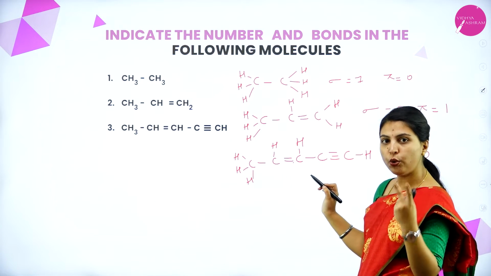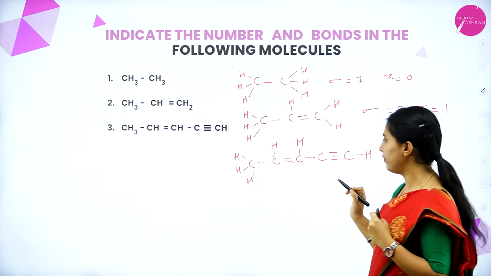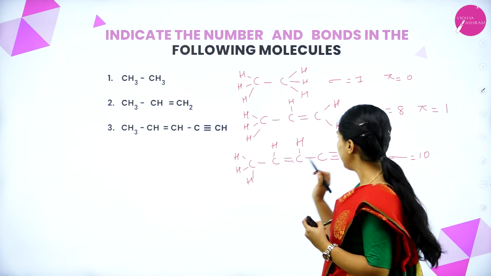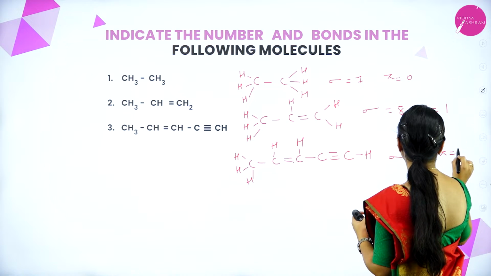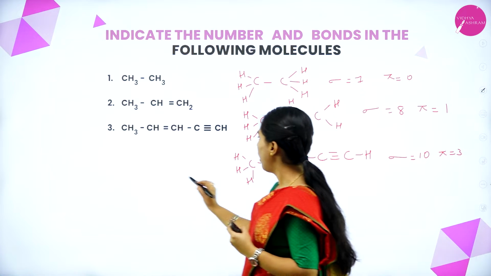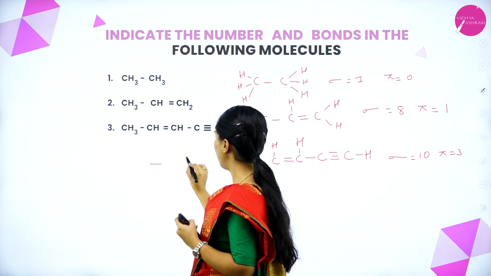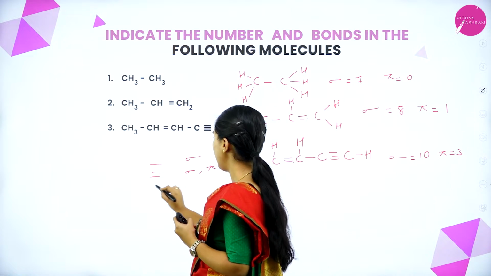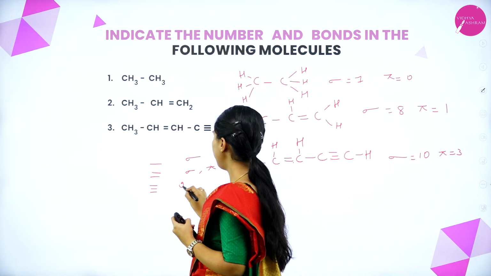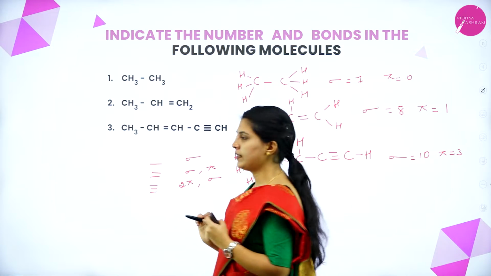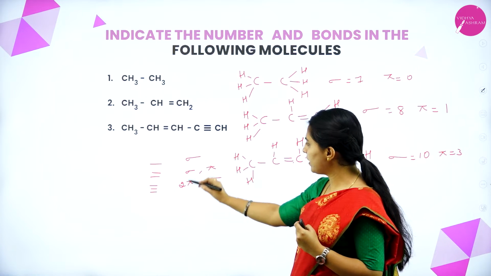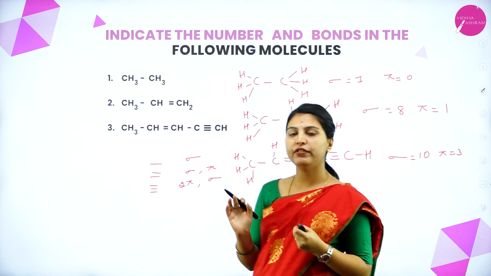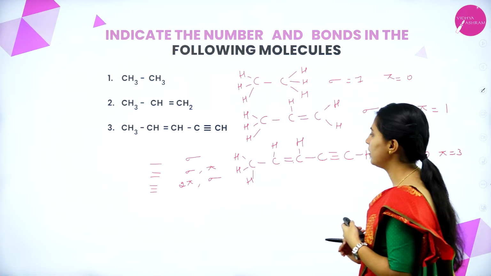In the triple bond, two pi bonds will be there and one sigma bond. Then in a double bond, one pi bond and one sigma bond. Then how many pi bonds? 3 pi bonds will be formed. You should remember: single bond means only sigma, double bond means 1 sigma and 1 pi, triple bond means 2 pi and 1 sigma. If you keep this rule in your mind, you can indicate the number of sigma bonds and pi bonds easily.